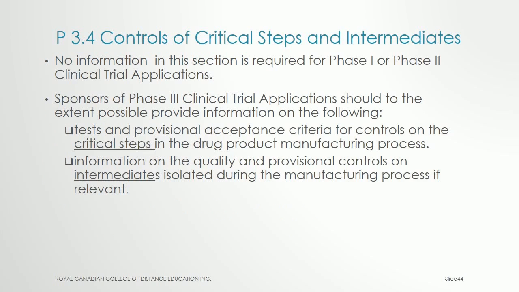Controls of critical steps and intermediates. No information in this section is required for Phase 1 or Phase 2 clinical trial applications. Sponsors of Phase 3 clinical trial applications should, to the extent possible, provide information on the following. Test and provisional acceptance criteria for controls on the critical steps in the drug product manufacturing process. Information on the quality and provisional controls on intermediates isolated during the manufacturing process if relevant.